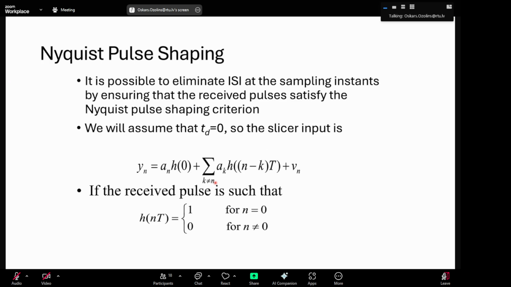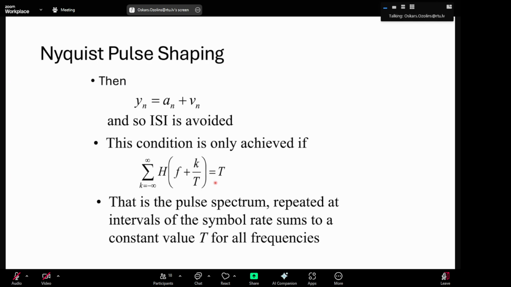Here we come to pulse shaping, and this is a way to avoid intersymbol interference. You can satisfy this Nyquist pulse shaping criterion, so you don't get long tails of pulses. Here is a proof that this intersymbol interference can be avoided, but we need to satisfy a specific condition.